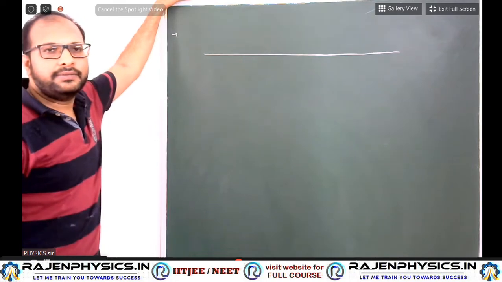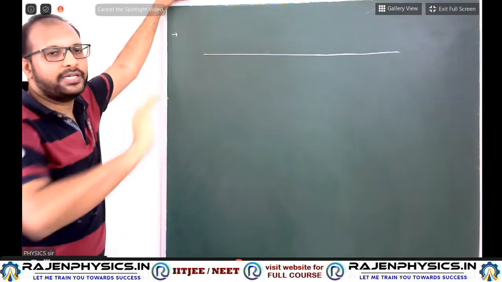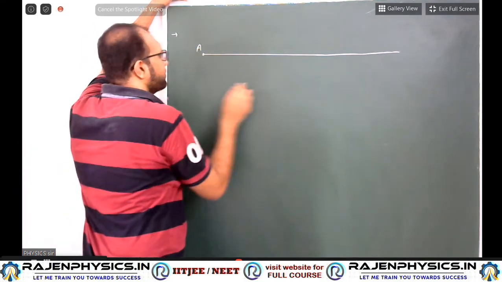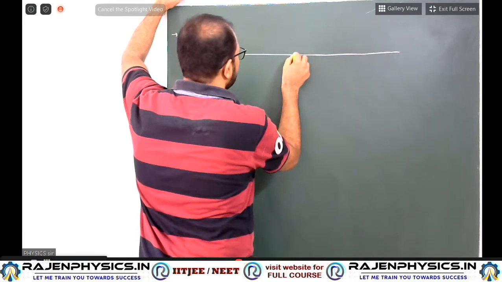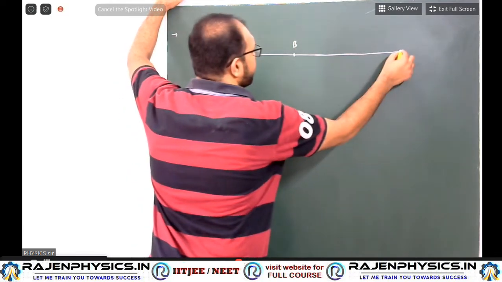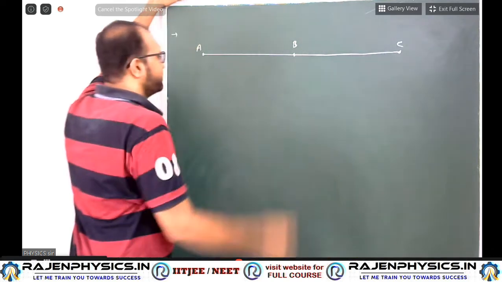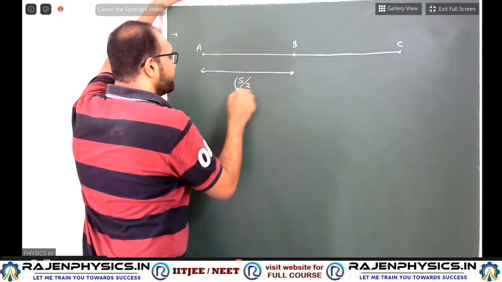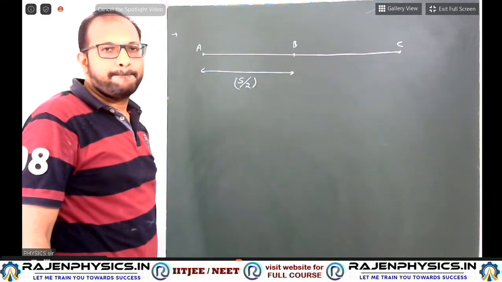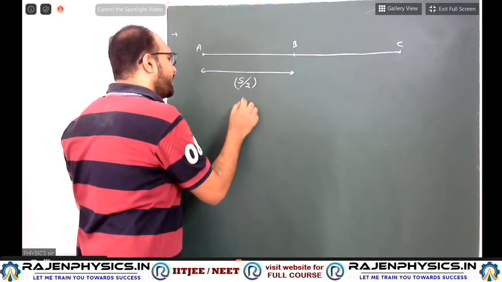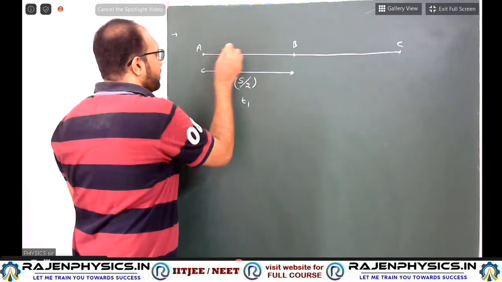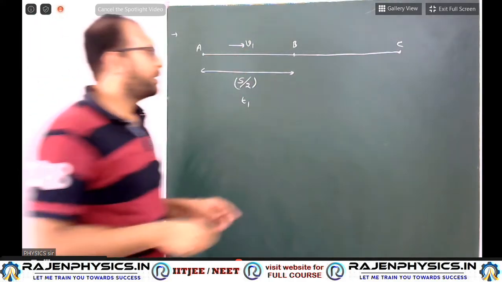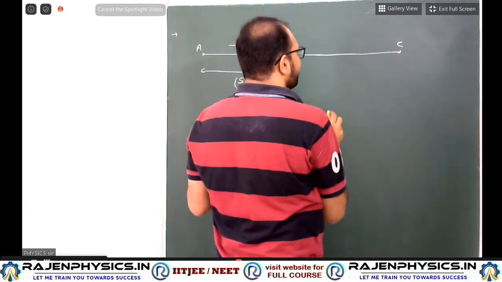Right, here is the total journey, from left to right, no return journey. Here is point A, this is point B, this is point C. Students, this distance is S by 2. The time of the journey is T1, moving with velocity v1 from A to B. Then B to C.